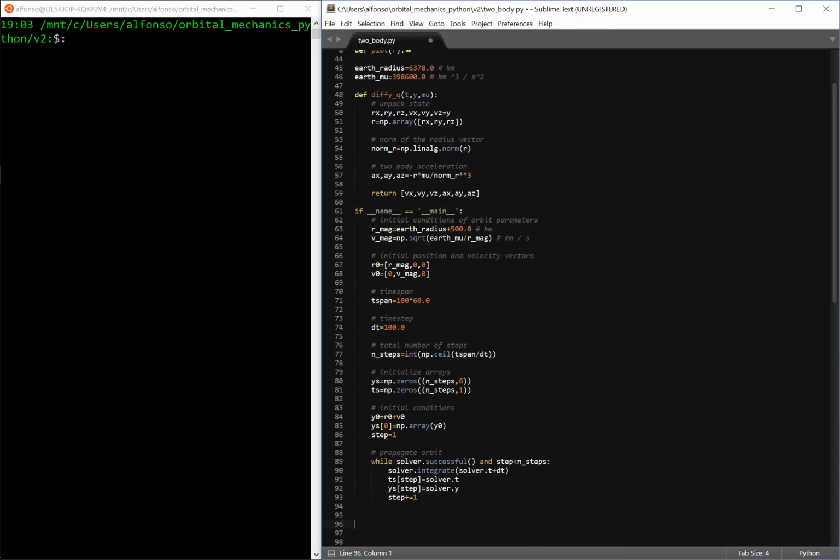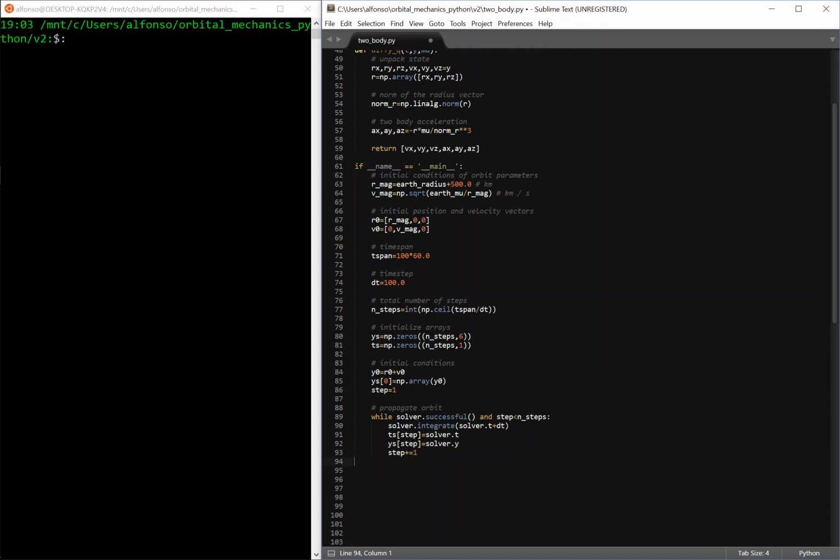This is where you actually do the propagation, where the solver does its work. So while it's successful, so solver can have a number of errors. Maybe the solution is too rigid, it's making way too hard of a turn, or the time step is too small. It'll cause an error, so that'll get it out of the loop. And then step is less than the number of steps. So once you reach the final number of steps, you're done.